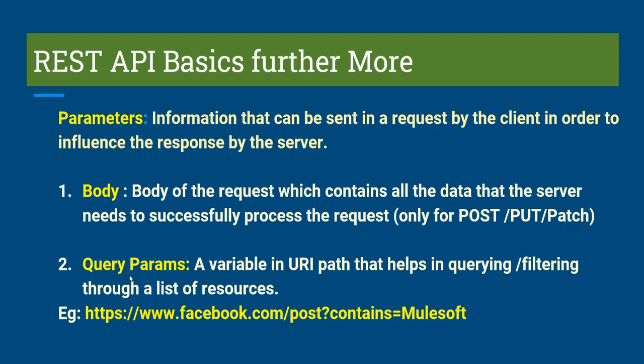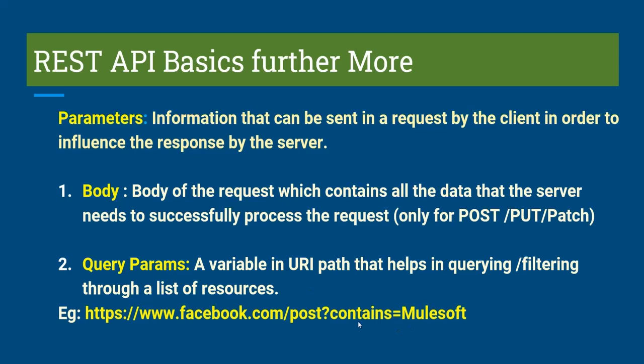Then query parameters. We have two different kinds of parameters in your resource URL, query parameters and URI parameters. Query parameters are variables in the URI path that help in querying or filtering through a list of resources. See here, up to facebook.com is the base path, and then /posts followed by a question mark. Maybe we have already discussed this in our basics video also. After the question mark, if you see any key value pairs, these variables are nothing but query parameters.